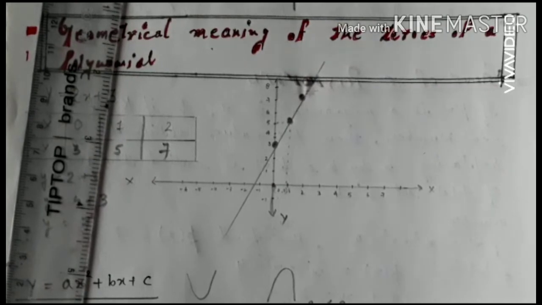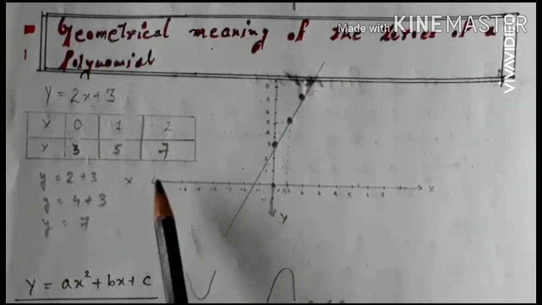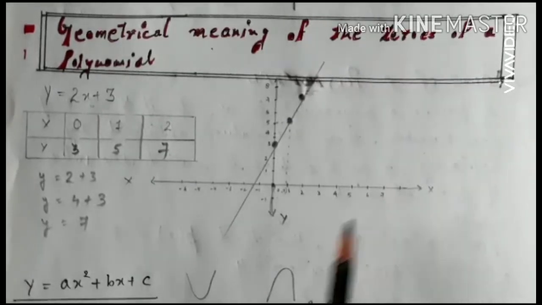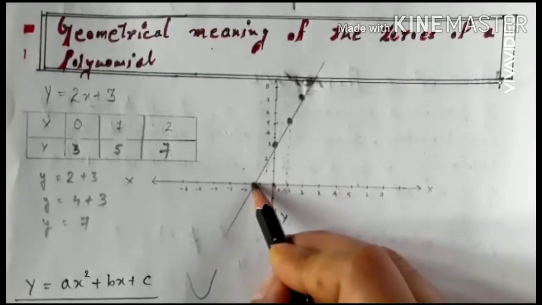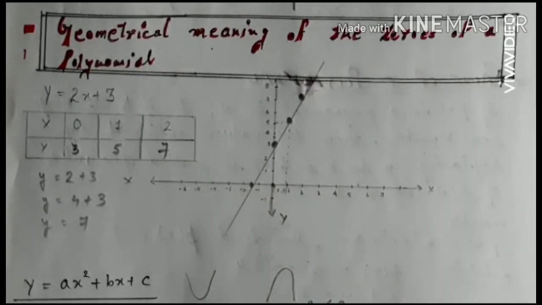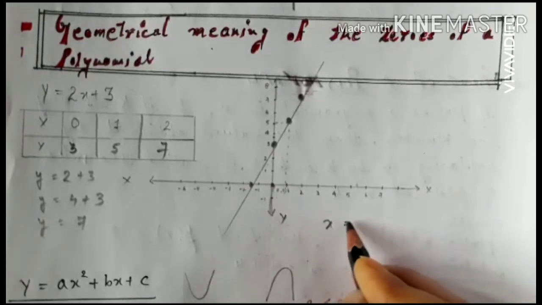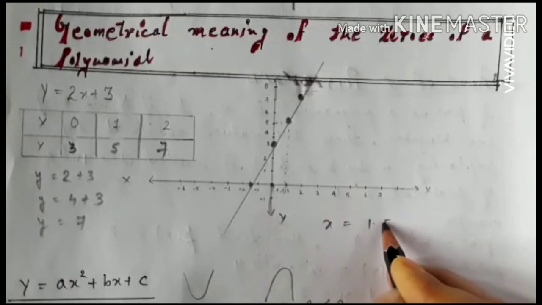So the linear equation gives a plot as a straight line. This is your graph for this equation. Now tell me, at which point does it touch the x-axis? It touches at the middle of -1 and -2. That means we can see it is the midpoint of -1 and -2, which is -1.5.